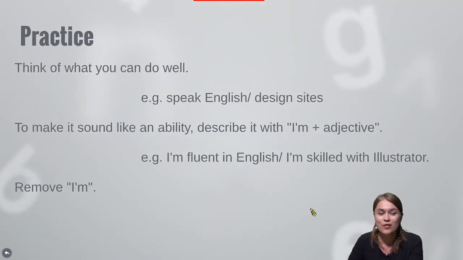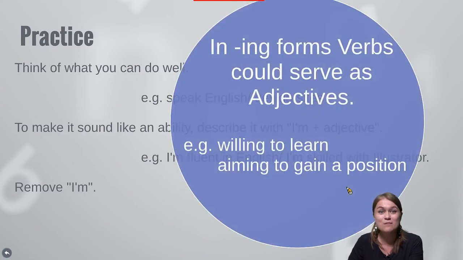Let's practice. Think of what you can do well. For example, speak English, design sites. To make it sound like an ability, let's make a sentence using I am plus an adjective. For example, speak English can be changed into I'm fluent in English, and design sites can be changed into I'm skilled with Illustrator. And after we just remove I am, and what is left? Fluent in English, skilled with Illustrator. However, some verbs, when they take ing, can serve as adjectives. For example, willing to learn, aiming to gain a position.